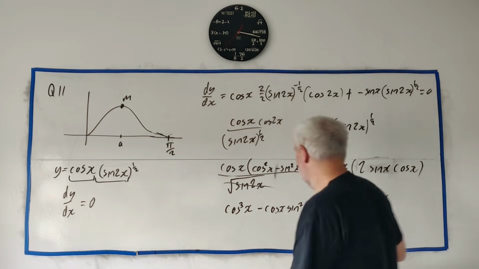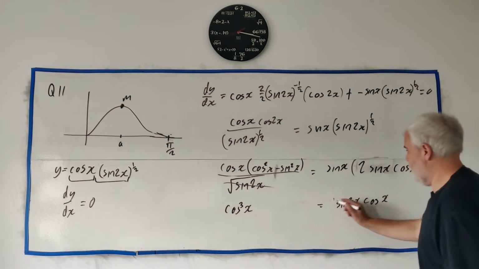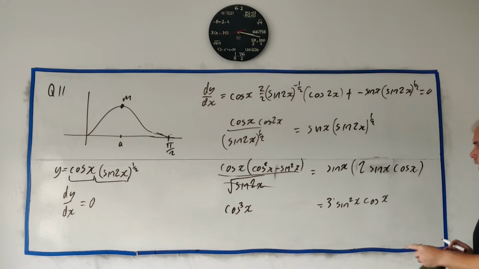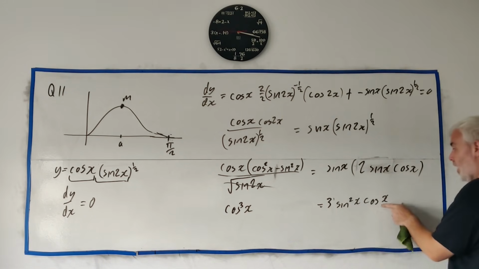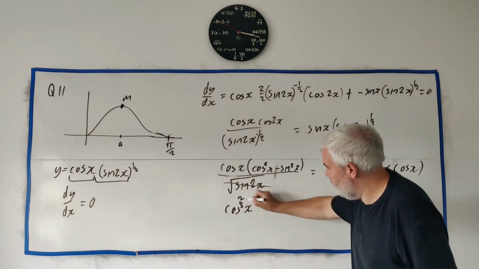I'm saving lots of room here by cheating a bit, but move this across, we just get 3 of these guys. What else can we do? We can divide cosine by both sides. That goes into, there's 3 of these, now there's only 2 of them.